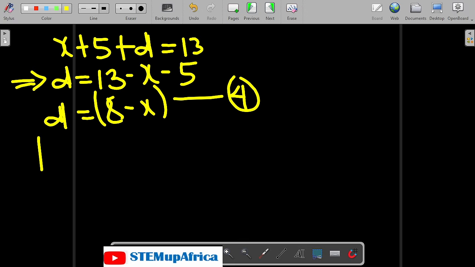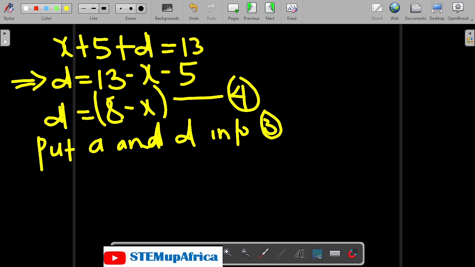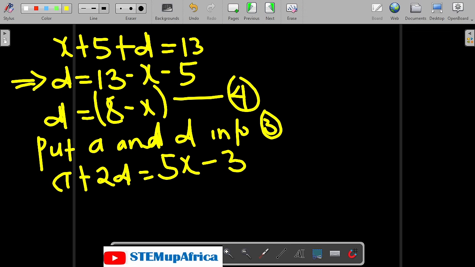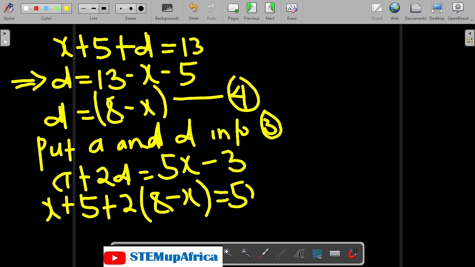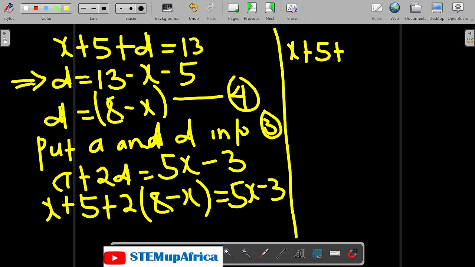So put a and d into 3. Equation 3 says a plus 2d is equals to 5x minus 3. So my a was x plus 5 plus 2 into my d, which is now 8 minus x, equals to 5x minus 3. So if I continue on this other side, I'm going to have x plus 5 plus 16 minus 2x equals to 5x minus 3.